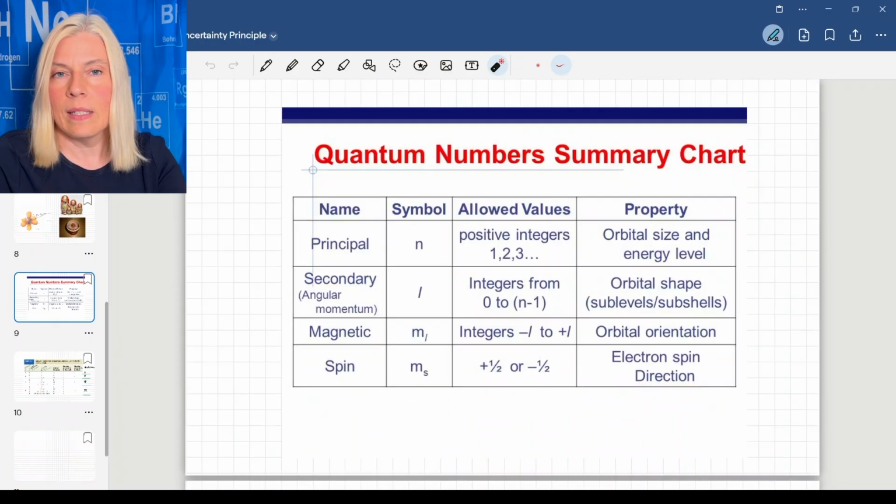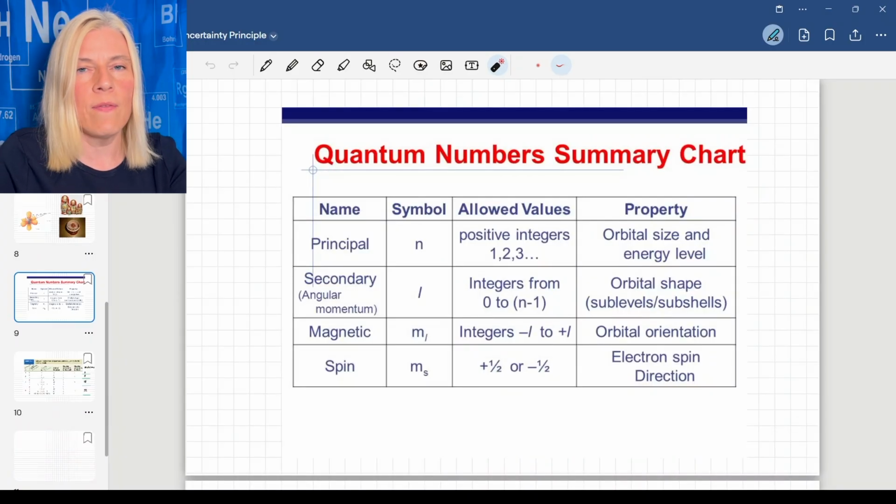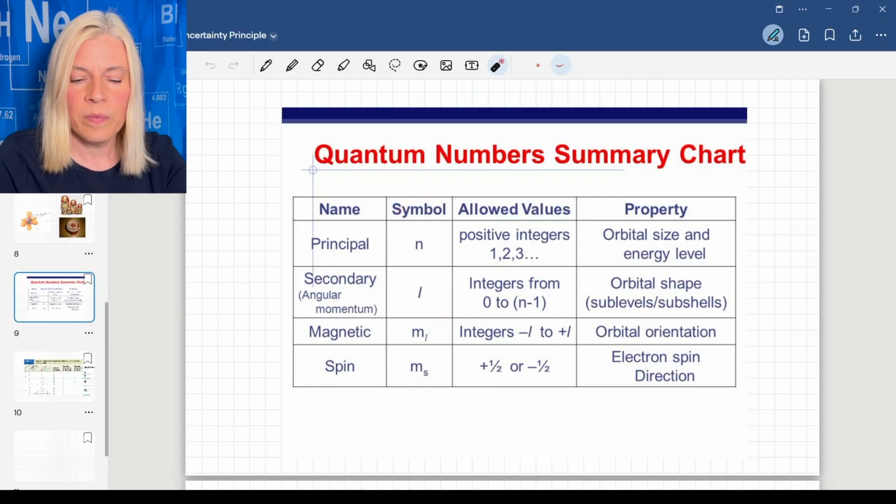But he calls them quantum numbers. Just like in your math class, you might have x, y, z variables, he has n, l, m of l, and m of s. These are like his variables in his equation. And here is what we will quickly go over.